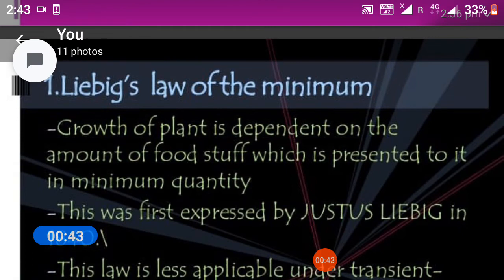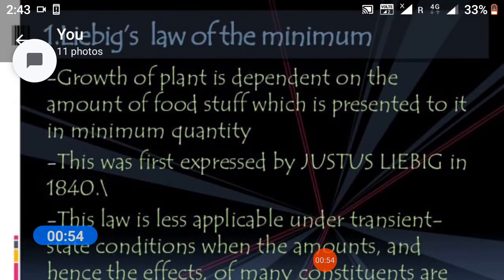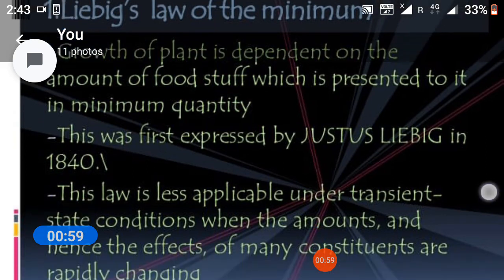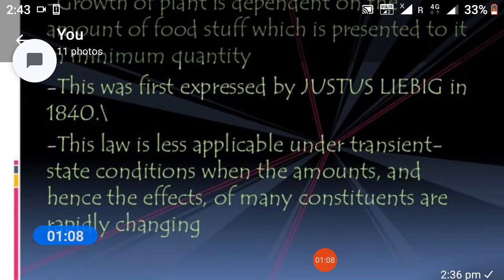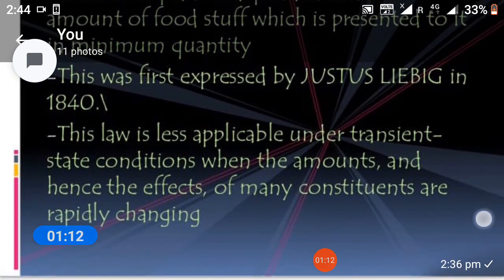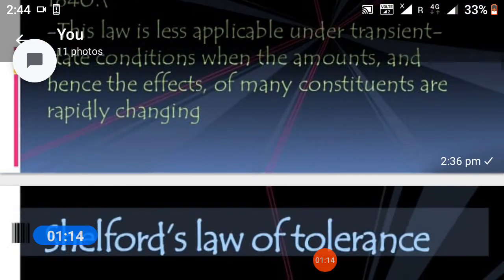Growth of a plant is dependent on the amount of foodstuff which is presented to it in minimum quantity. This was first expressed by Justus Liebig in 1840. This law is less applicable under transient-state conditions, when the amount and hence the effect of many constituents are rapidly changing.